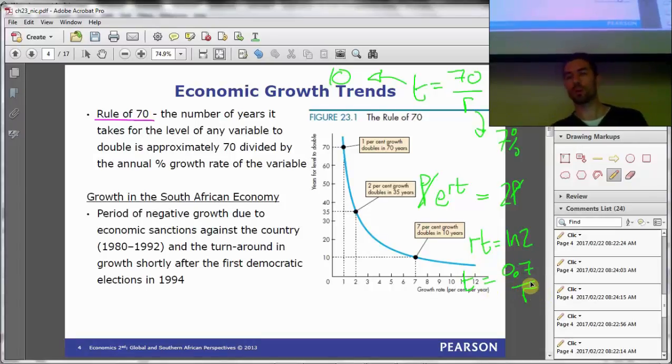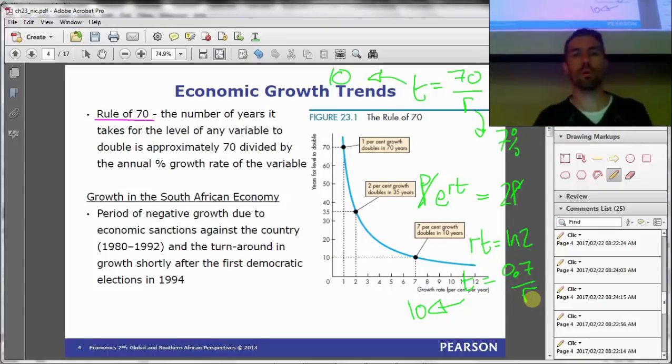Okay? So if T was 10, 0.7 divided by 0.07 equals 10. In other words, 0.07 would be 7%. So 70 divided by 7% equals 10. 0.7 divided by 0.07 equals 10. r is 0.07, that is your interest rate.